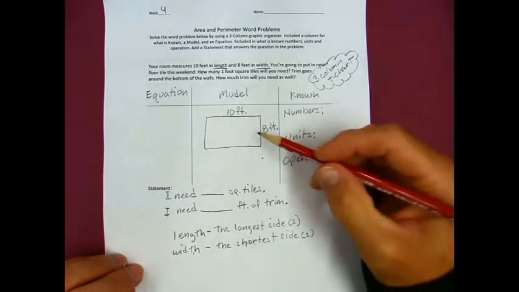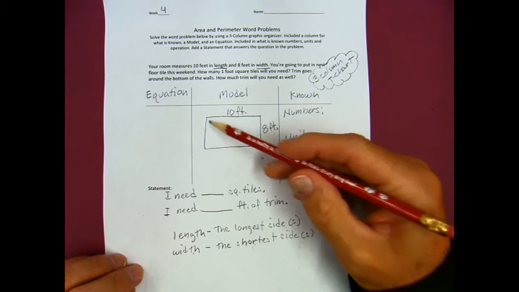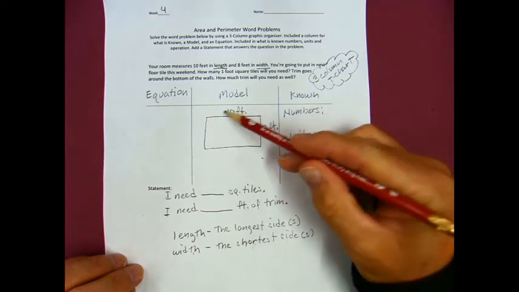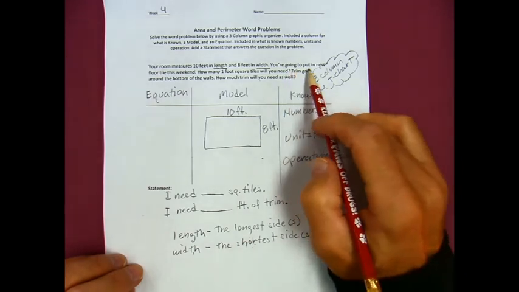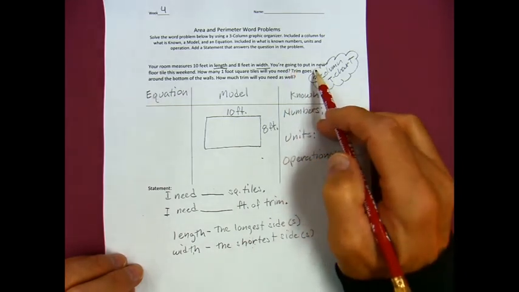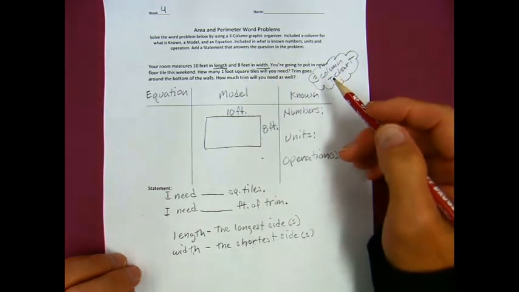I don't really have a 10-foot and 8-foot room on my piece of paper. I'm representing my room as a rectangle. You're going to put in new floor tile this weekend. How many 1-foot square tiles will you need?